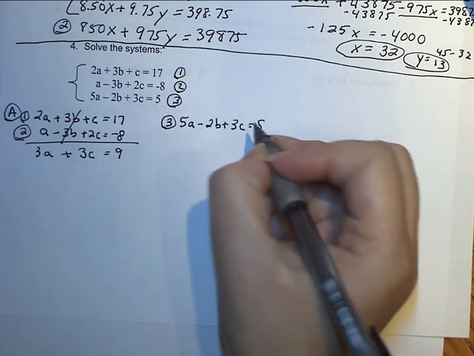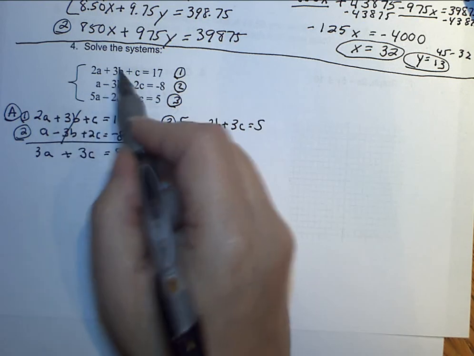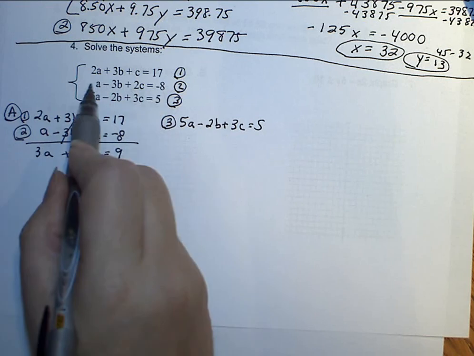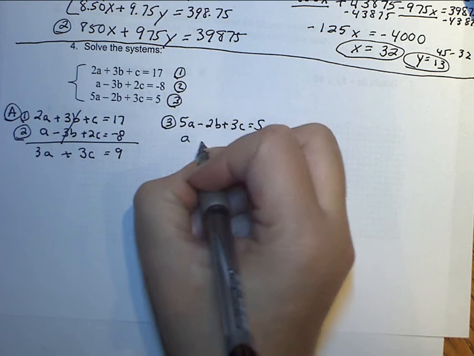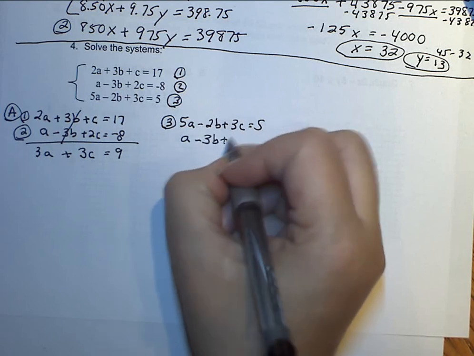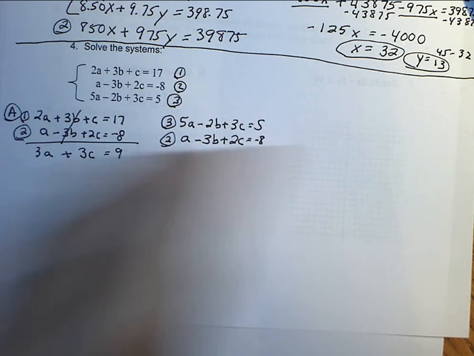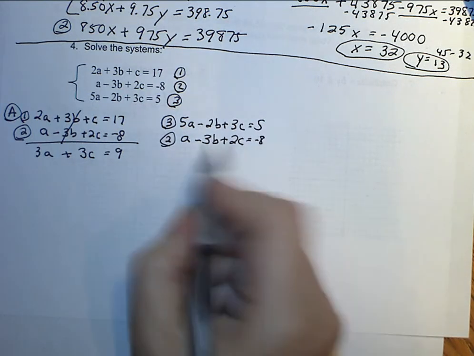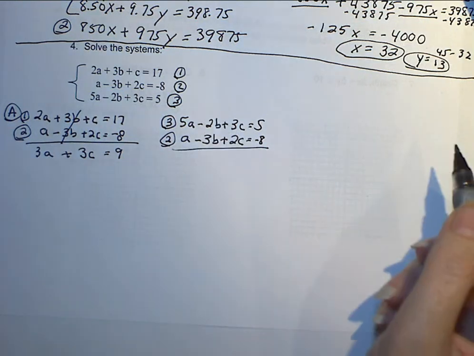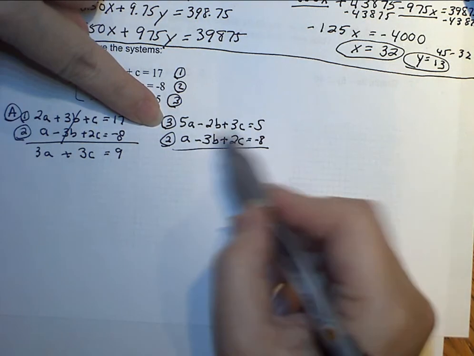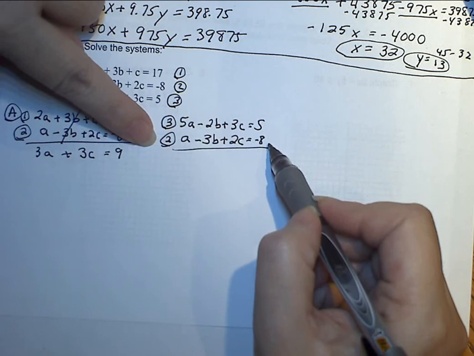And I have to drop out my b's, so it really doesn't matter which one I use, but I'm going to use 2 because a doesn't have anything, so I'm just going to see if I can simplify it. So I have a minus 3b plus 2c is equal to negative 8. Now, if I add it down, nothing drops out, and I need my b's to drop out. So I have to multiply something by the top one and something by the bottom, because there's nothing I can multiply singly.